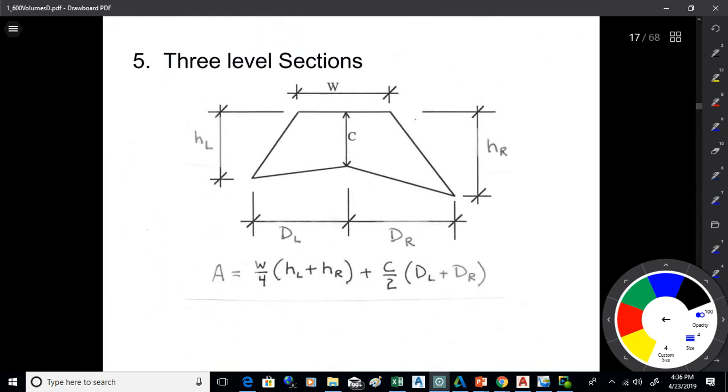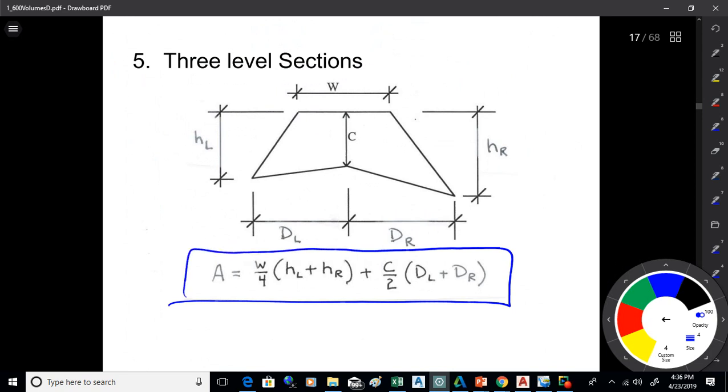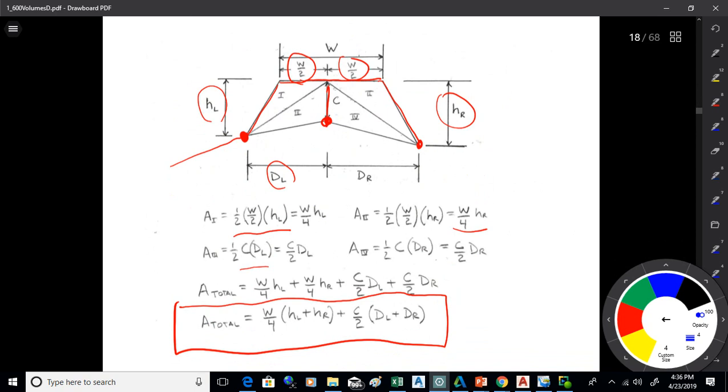Now, we'll also do 3-level sections, which are found on the left-hand side of your formula sheet too. To find the area of a 3-level section, you take the top width over 4 times the sum of the heights left and right. And then you add the center height over 2 times the sum of the distances left and right. Now that formula comes from breaking the shape into triangles and finding the area of each triangle, adding them up, and then simplifying.